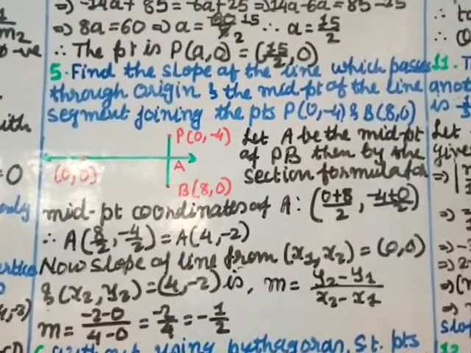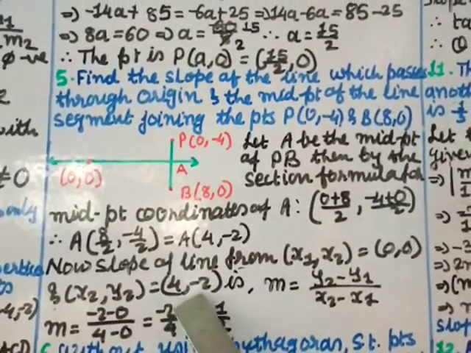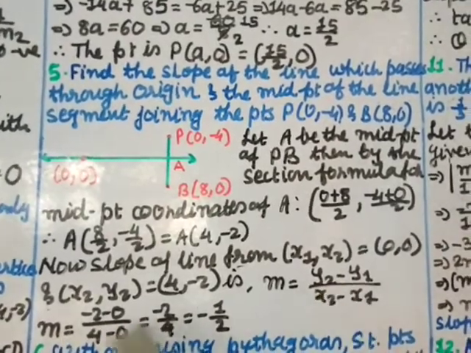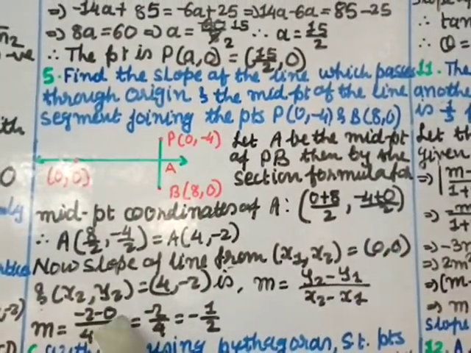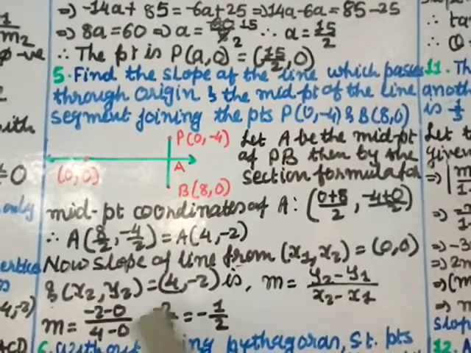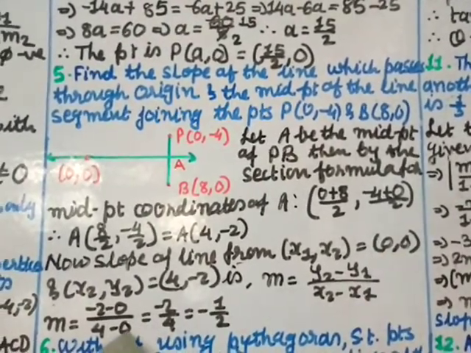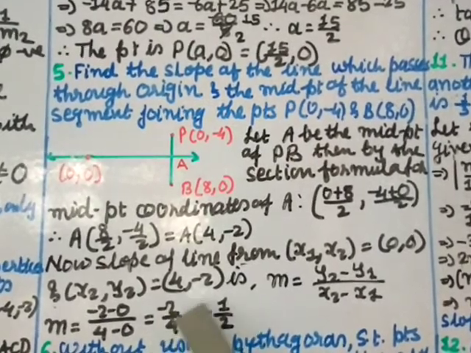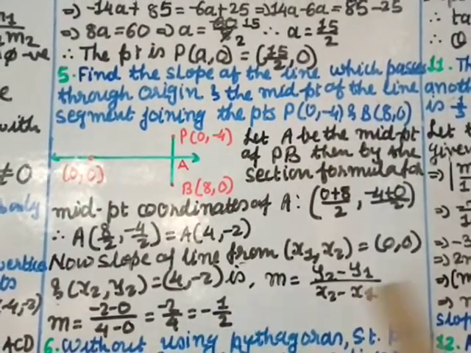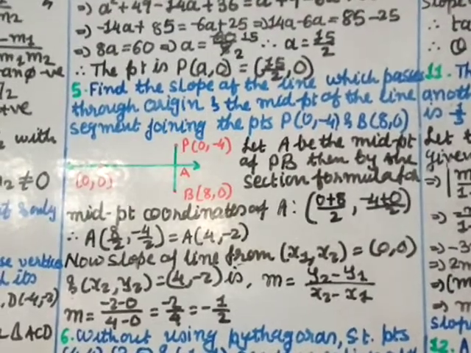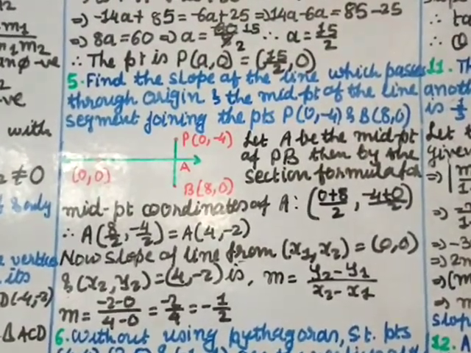Now put the values. So put first y2, so y2 is minus 2, so minus 2 minus y1, that is 0, so 0, divide by x2. x2 is 4 minus x1, that is 0, so 0. So here minus 2 by 4, you cut by 2, so you get minus 1 by 2. So this is the required slope of the line with the given condition.